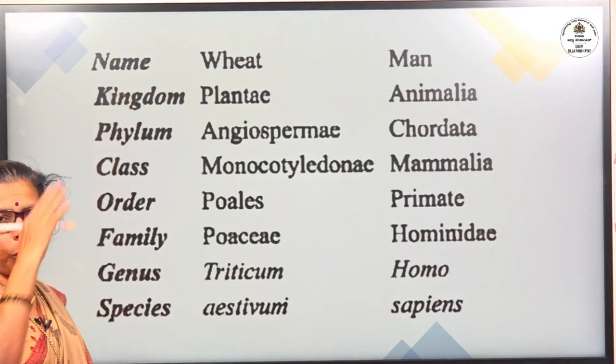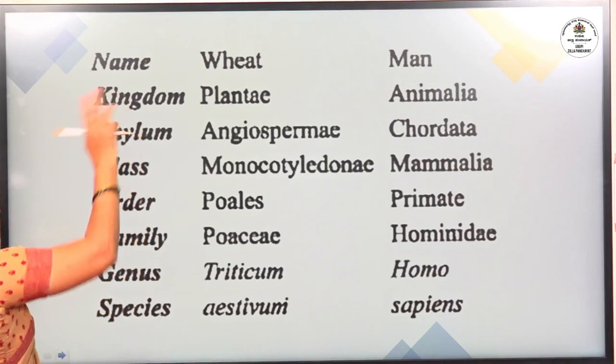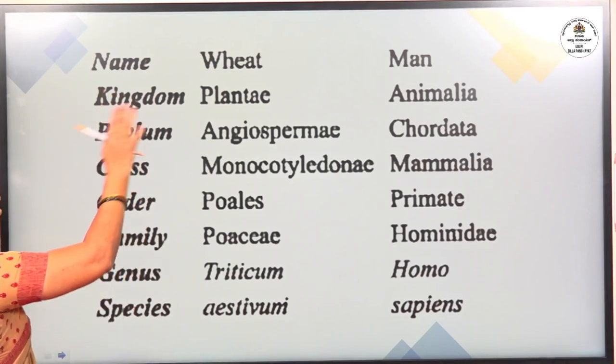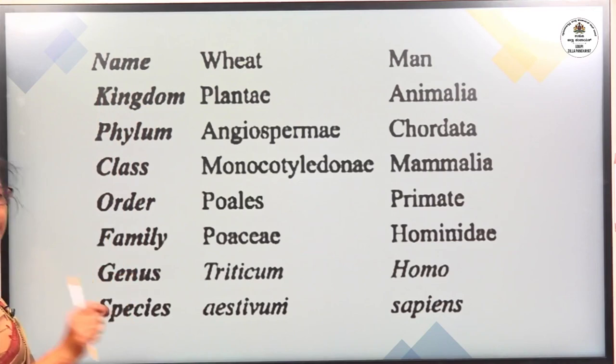So the topmost one, with the highest ranking, is kingdom, and the smallest taxa, the living organism, is species.